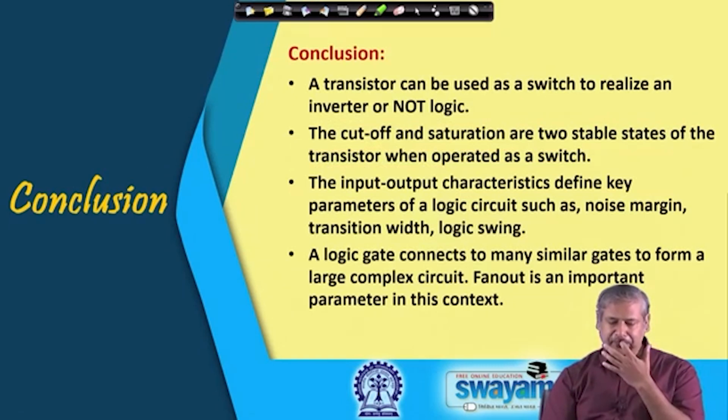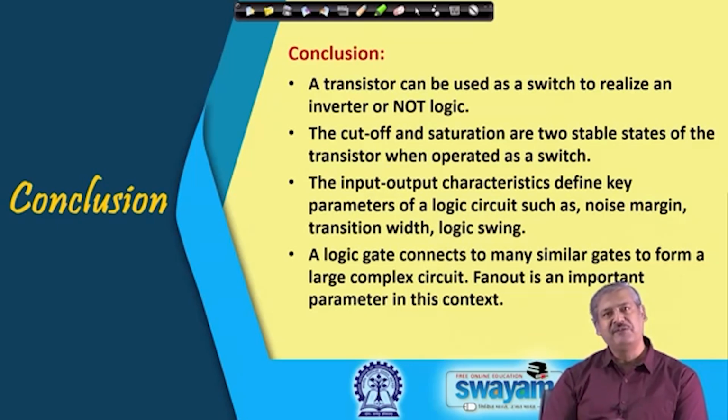Quick summary: the transistor can be used for a NOT logic. Cutoff and saturation are the two stable states. We have seen the input and output characteristics, and from that we have derived some very important generalized terms: noise margin, transition width, and logic swing. We have taken up one example case, put some values and understood its significance. And fan out is also another important parameter, that we have also seen, what it means, what its significance is, and how to calculate it.